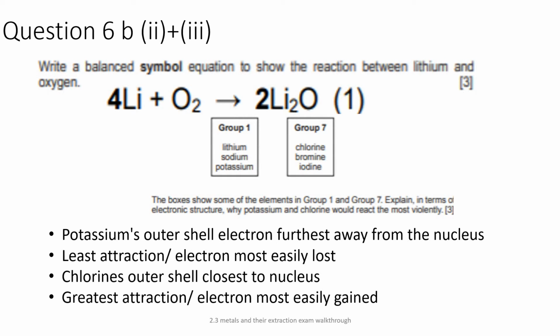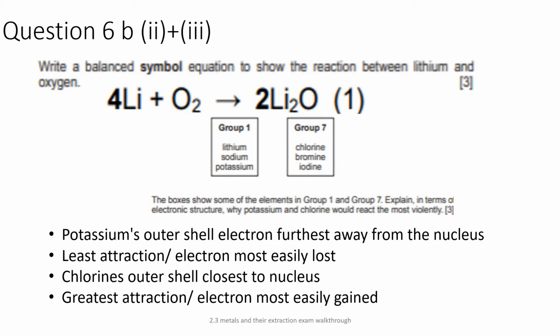The next part asks for a balanced symbol equation. So you'd start with what you know. The reaction is between lithium and oxygen, and you need to know the formula for the product, which will be lithium oxide, Li2O, as lithium forms a 1+ charge and oxygen forms a 2- charge. Then, to balance the equation, we'll keep the number of oxygens the same, and we'll need 2 lithium oxides and 4 lithiums to balance it completely.